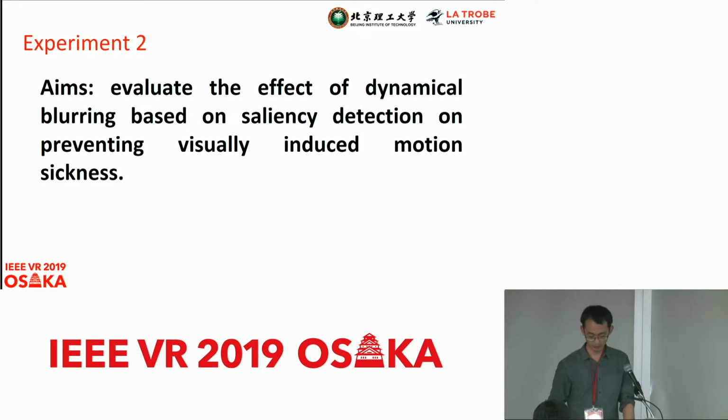After determining the most suitable sensitivity parameters as in experiment 1, experiment 2 was conducted to evaluate the effects of the saliency method on preventing the visually induced motion sickness. The VR device, the virtual scene, and the controller used in experiment 2 were the same as those used in the first experiment.